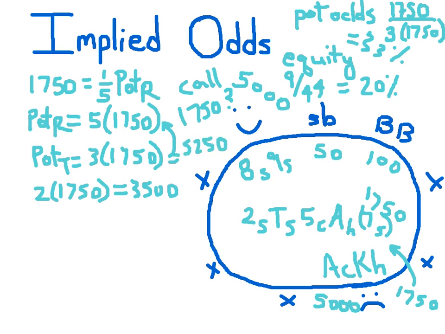We don't count the money that we either bet or call on the river because that's not profit. We're only interested in the potential profit we can add into our pot odds calculation. So he needs to bet 3,500 into a pot of 5,250 on the river for us to get that break-even implied odds compared to our 20% equity.